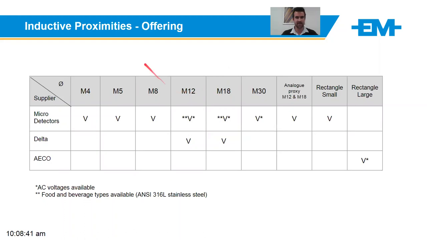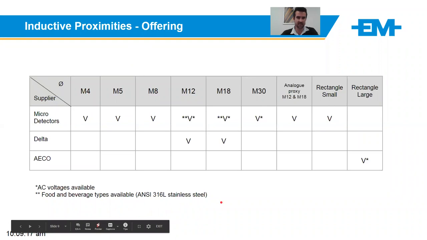So you can obviously see by the table that our main brand is Microdetectors. We have from M4 all the way to M30, including analog proxies and small rectangular proxies as well. Multi-voltages also are available with the Microdetector range. With the Delta proximities, we only do the M12 and M18. And then with AECO, we only have the large rectangular proximities in that range. You'll also note here that we have added food and beverage types to the M12 and M18 in Microdetectors. That's with the 316 stainless steel.